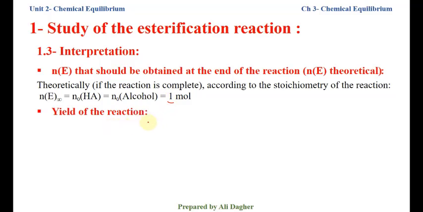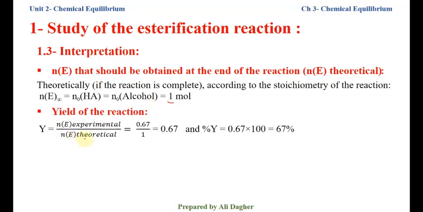But experimentally we have obtained 0.67 mole of ester. Then the yield of the reaction equals the number of moles of ester experimentally over the number of moles of ester theoretically. Experimentally we obtained 0.67, theoretically equals 1. Then the yield of the reaction equals 0.67. And by percentage, percent yield equals 0.67 times 100. That means 67% is the yield of the reaction.